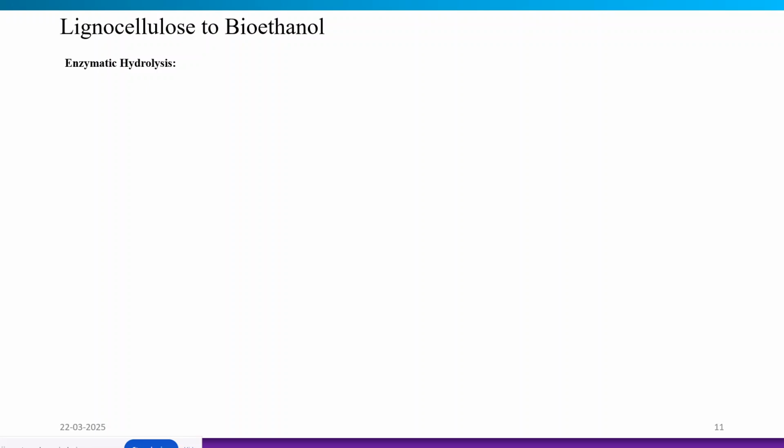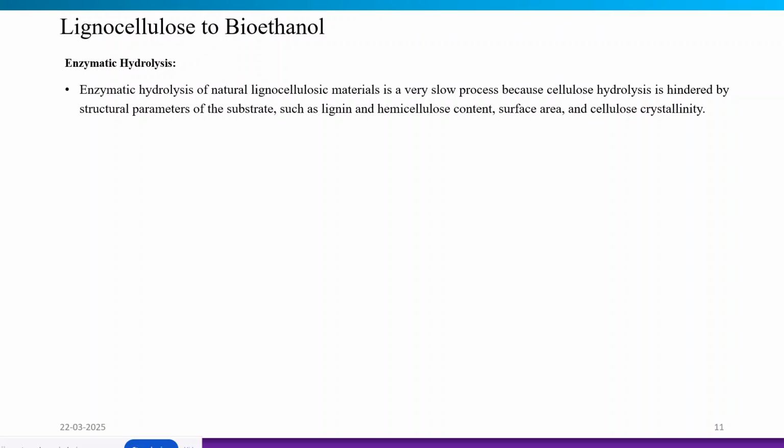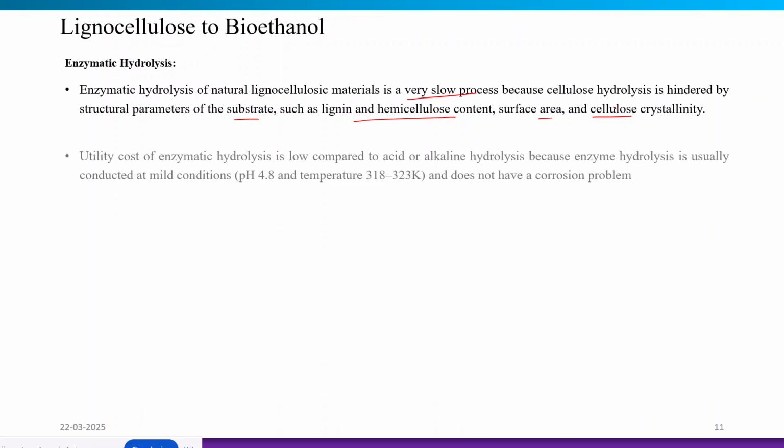Second, it comes to the enzymatic hydrolysis. So it is the enzymatic hydrolysis of the natural lignocellulosic material. In nature it is a very slow process because the cellulose hydrolysis is hindered by the structural parameters of the substrate like lignin and the hemicellulose content, also the surface area and the higher crystallinity of the cellulose.